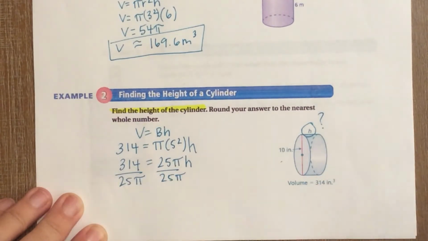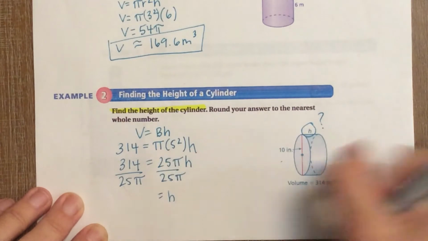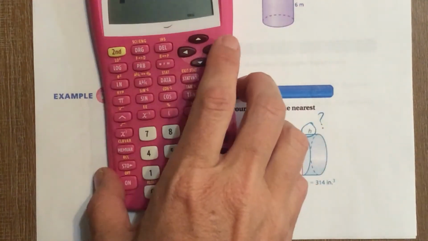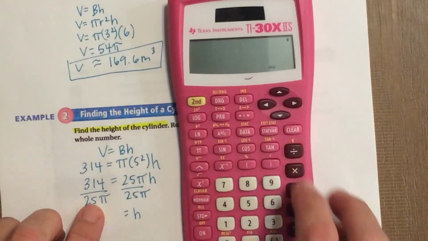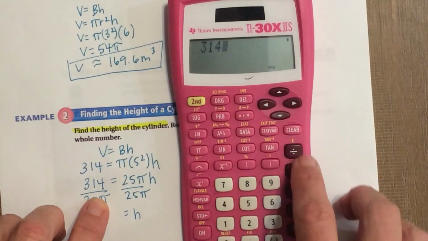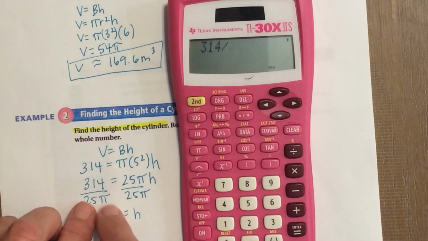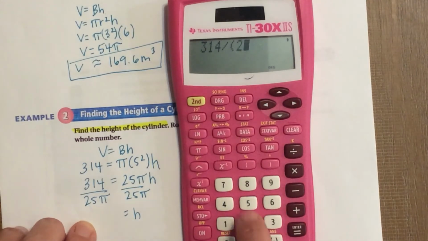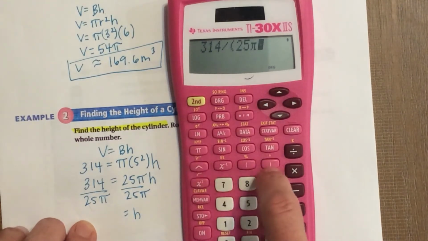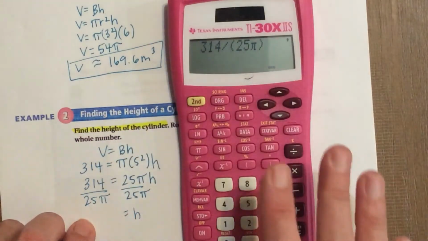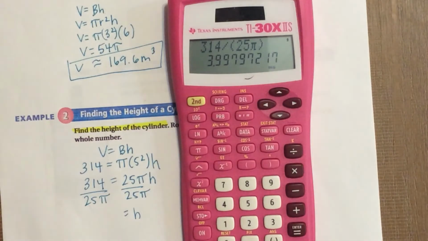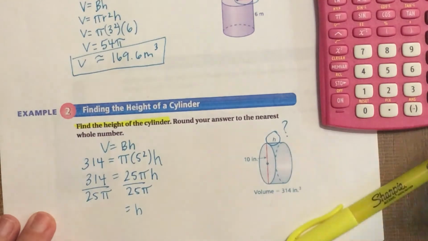This is where scientific calculators can get a little fancy. So for example, on my calculator here, I can actually type 314 divided by, and then I need to group this 25 times pi. So I actually have parentheses, I can go like that and say 25 pi. That way I'm telling my calculator to follow the order of operations. And I get 3.9979 and goes on and on and on. My directions tell me to round to the nearest whole number.